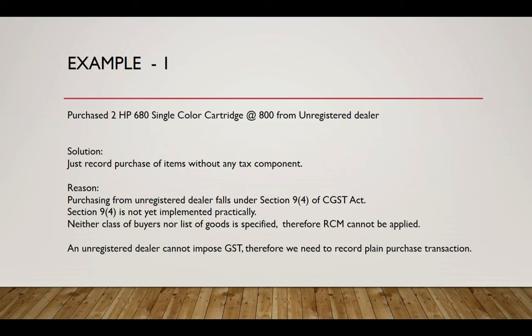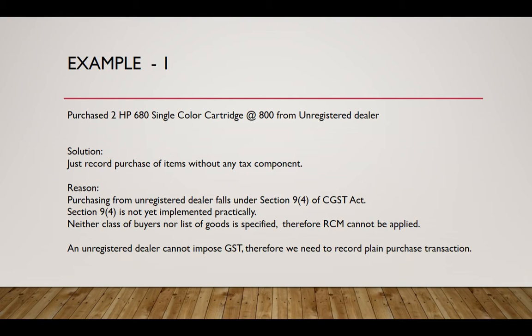In this video, I will show you how to record this entry, which is a purchase from an unregistered dealer. So over here, we are buying 2 cartridges for rupees 800 from an unregistered dealer. Since we know that purchase from an unregistered dealer falls under subsection 4 of section 9, and that section has not been implemented yet, right now we just need to record a plain purchase entry without any tax component.